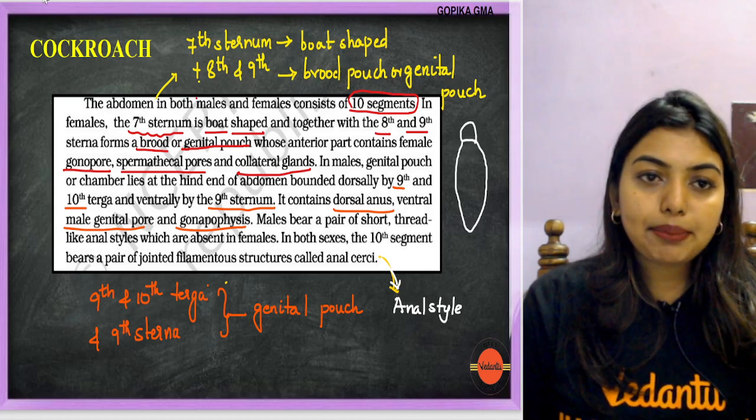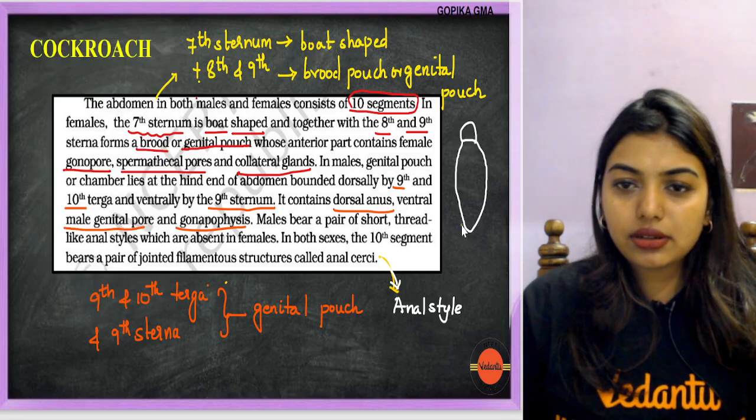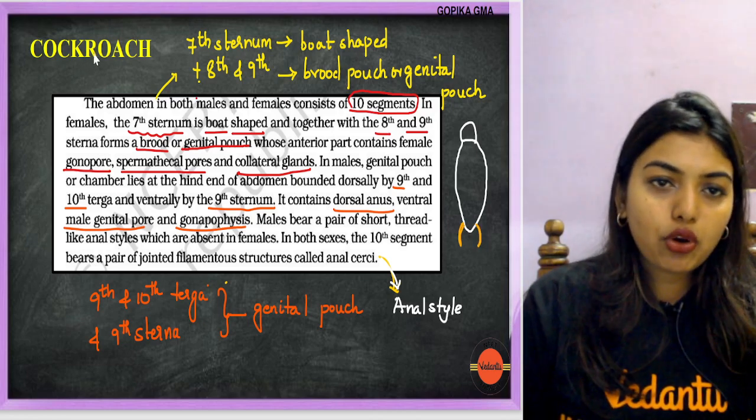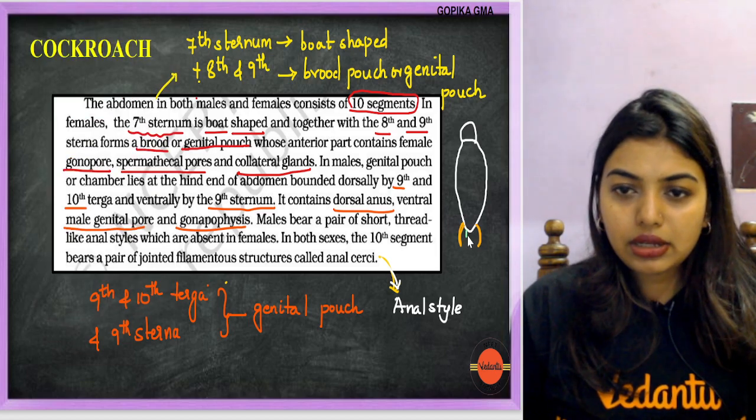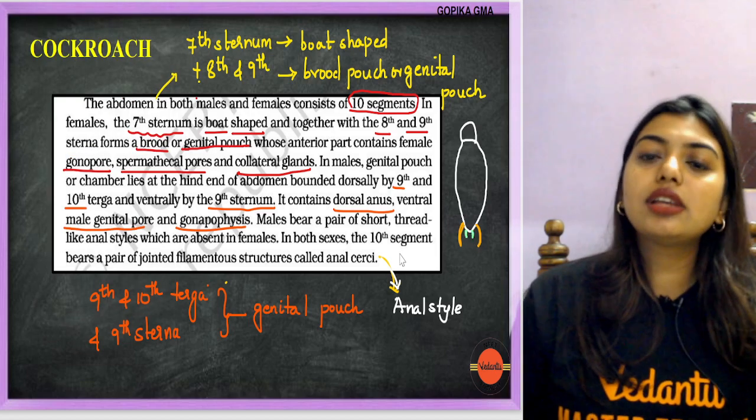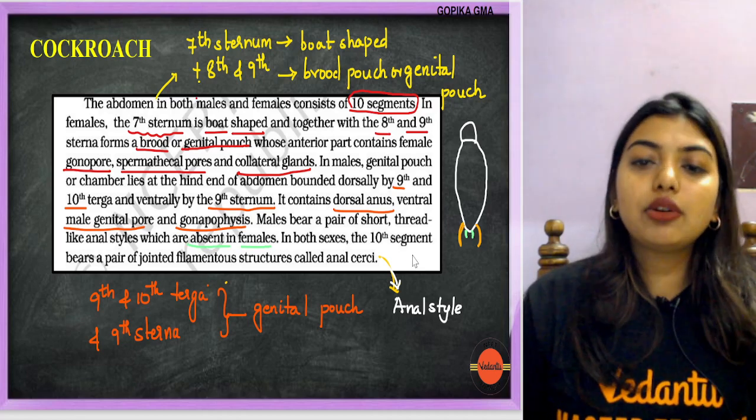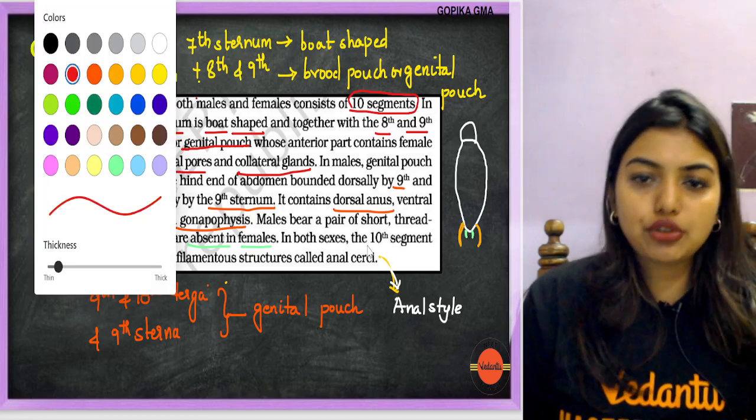Now at the tip, shall I draw it with this color? Here we will have anal cirri. This will be there both in males and females. Now for only males, here anal style will be there. Anal styles are absent in females. In both sexes, this is just to have a sexual dimorphism, to show that difference.